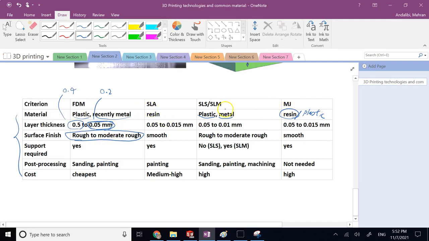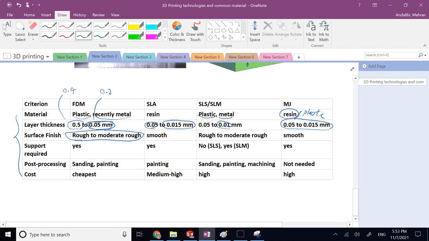SLA and multi-jet start at 0.05. That's like the best you can achieve with FDM is the worst you can achieve with SLA. And then they go down to as low as 0.015. SLM goes to 0.01. So SLS and SLM have very, very small layer thickness, right? And the multi-jet.